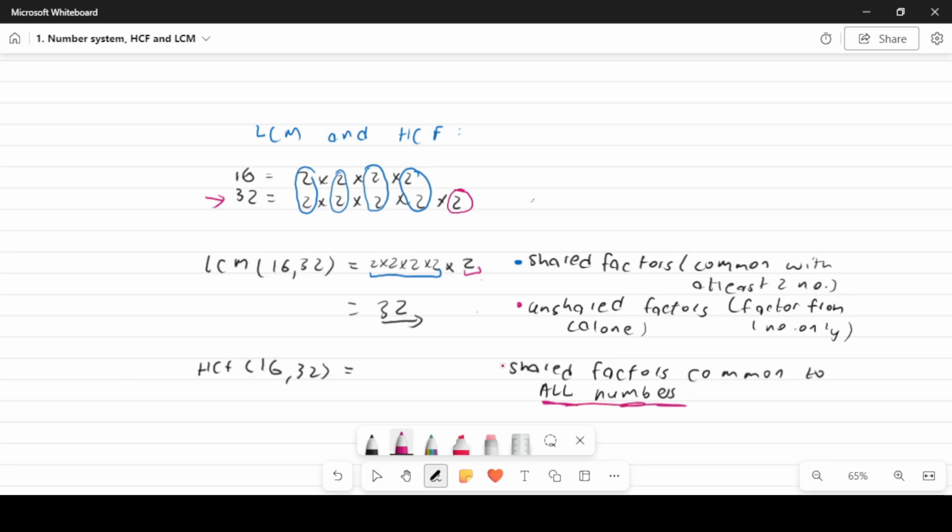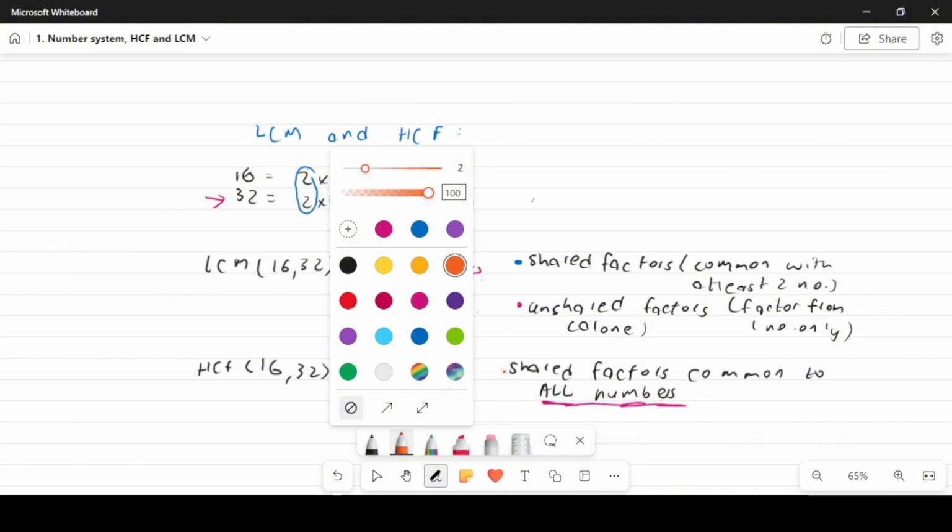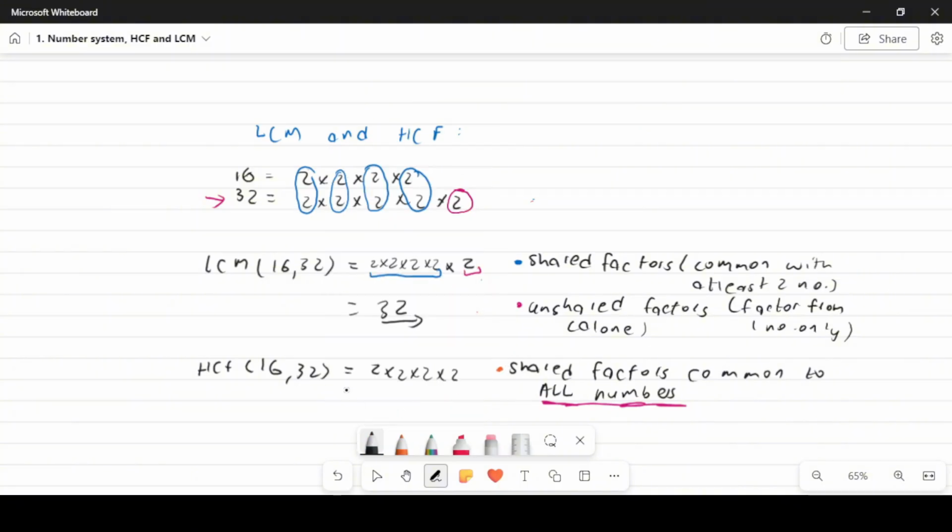Right, I'm going to discuss an example where you will see how understanding this word is so important. This definition is so important. So looking at this here, what are the shared factors? It's this batch, that batch, that batch, and that batch. Are they common to all of the numbers in question? Yes, it's common to both 16 and 32. So therefore, the HCF between 16 and 32 will be 2 times 2 times 2 times 2. Now, I'm going to give shared factors common to all another color, which is orange, right? And I will discuss an example where this will be important. So therefore, the HCF between these two numbers will be 16.